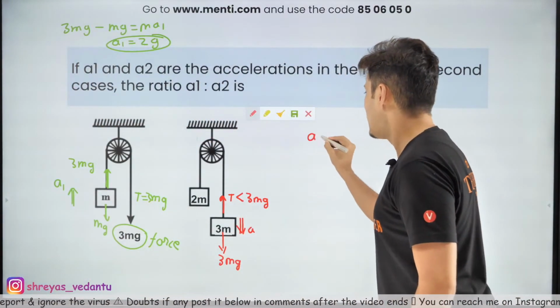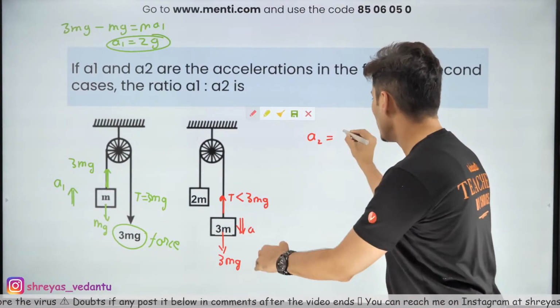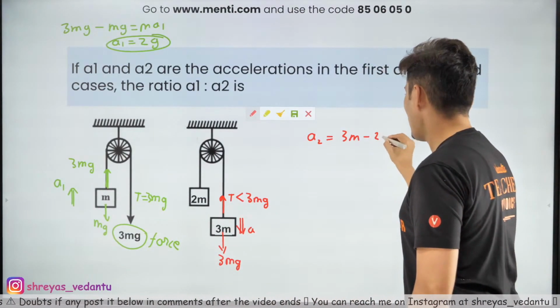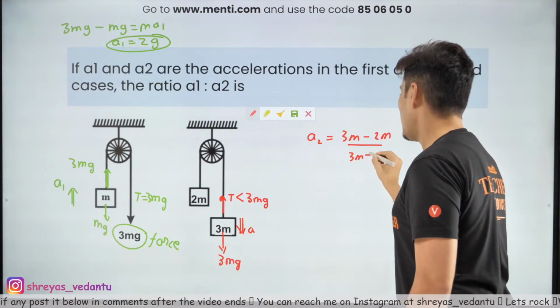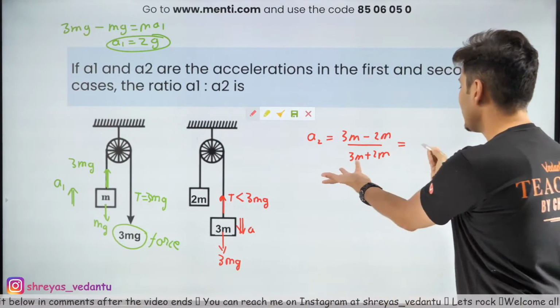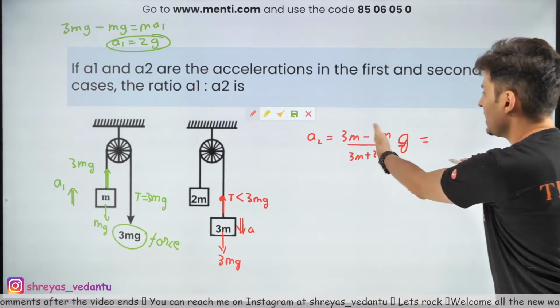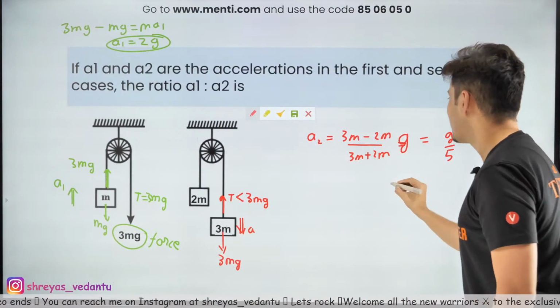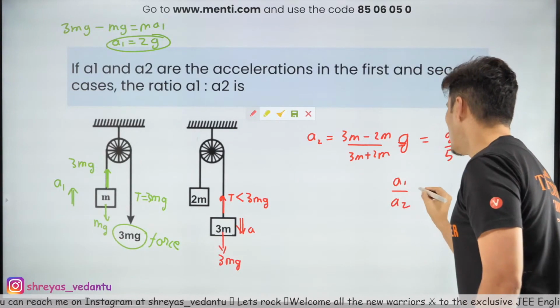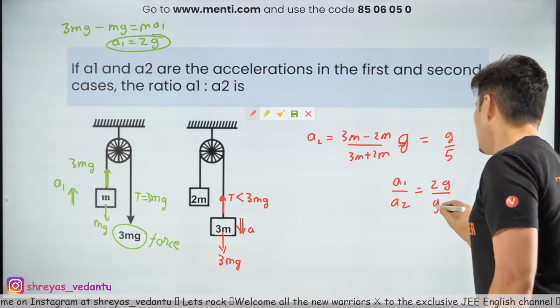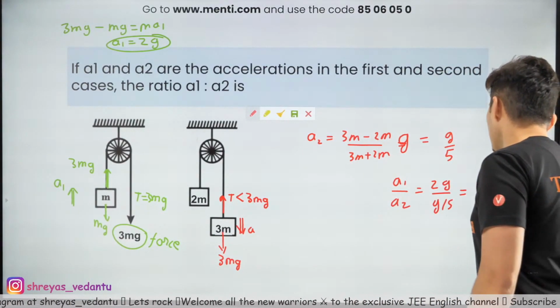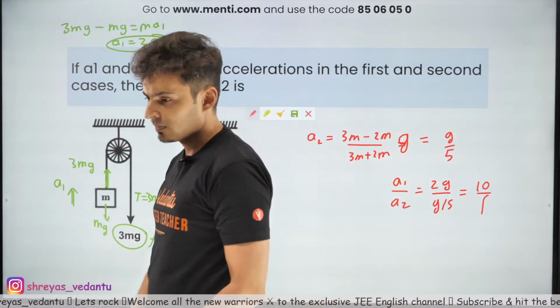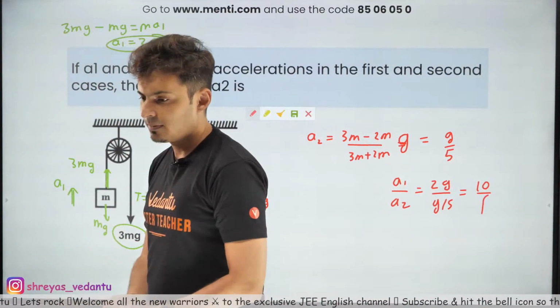Now, what happens? This formula, you know, this acceleration is (m2 minus m1) by (m2 plus m1), into g. So this will be nothing but g by 5. So a1 is 2g, a2 is g by 5. So a1 by a2, which is 2g by g by 5, will be 10:1. That's it. That's the answer. Yes, keep this in mind.